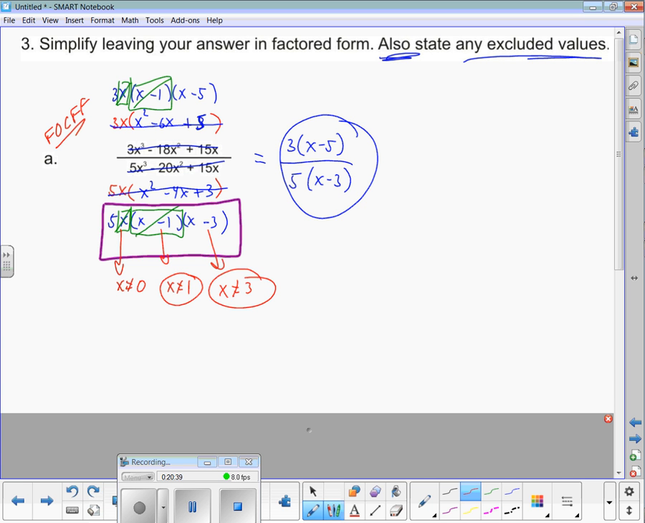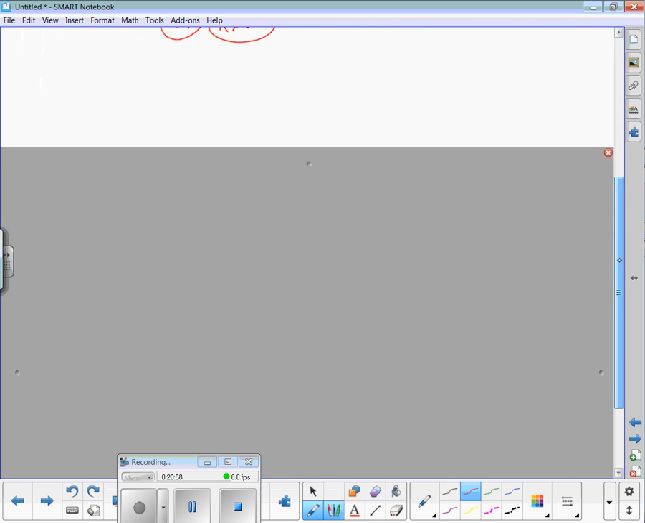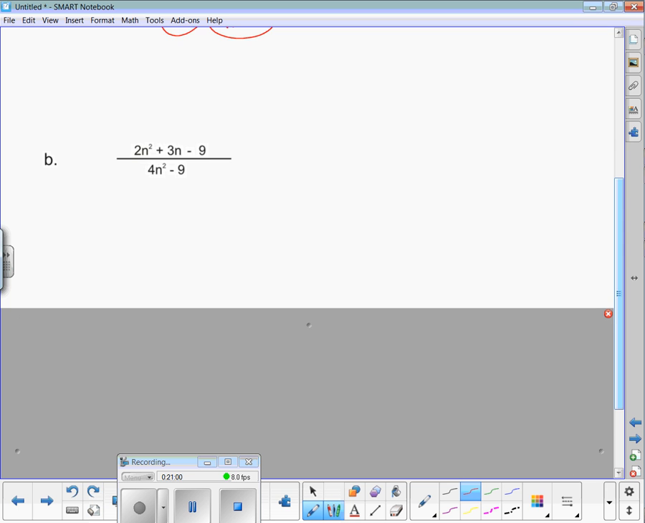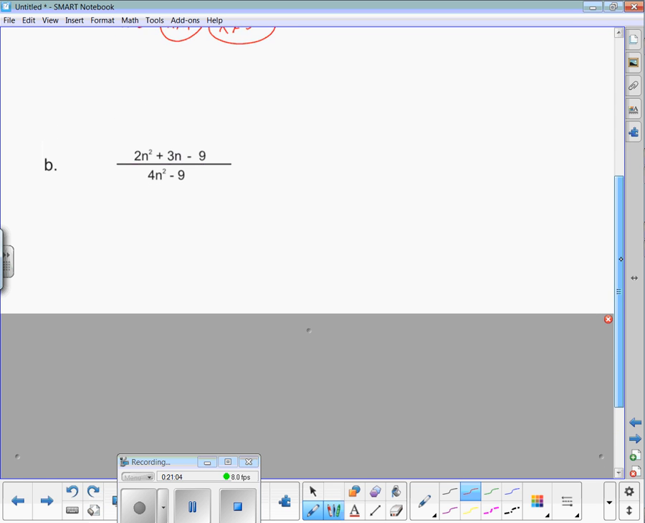Okay? So those are the two solutions. The one is the simplified rational expression, and the other are the excluded values. X can be anything except 0, 1, or 3. Those are not allowed values because they make the solution infinity. Okay, one more. Last one. This one's not as complex. I figured I'd do the hard one first and show you how to do it.